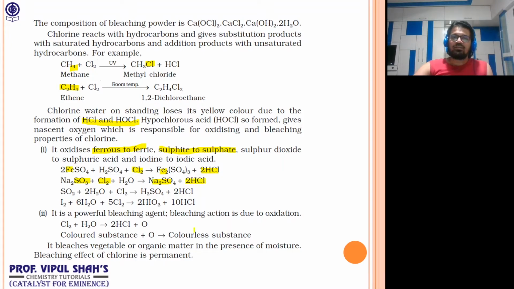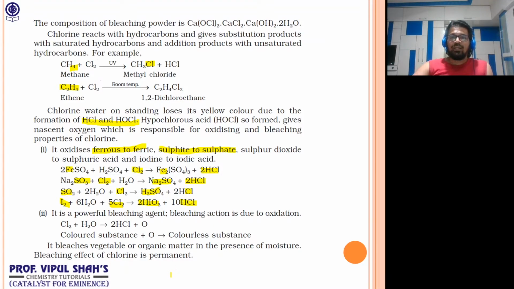Just have a look at the slides, please. Again here, sulfur dioxide is oxidized to sulfuric acid, so that's +4 to +6, and chlorine from 0 to -1. And last, iodine is oxidized from 0 to iodic acid, HIO3, where iodine is +5, so 0 to +5, and chlorine is reduced to HCl.